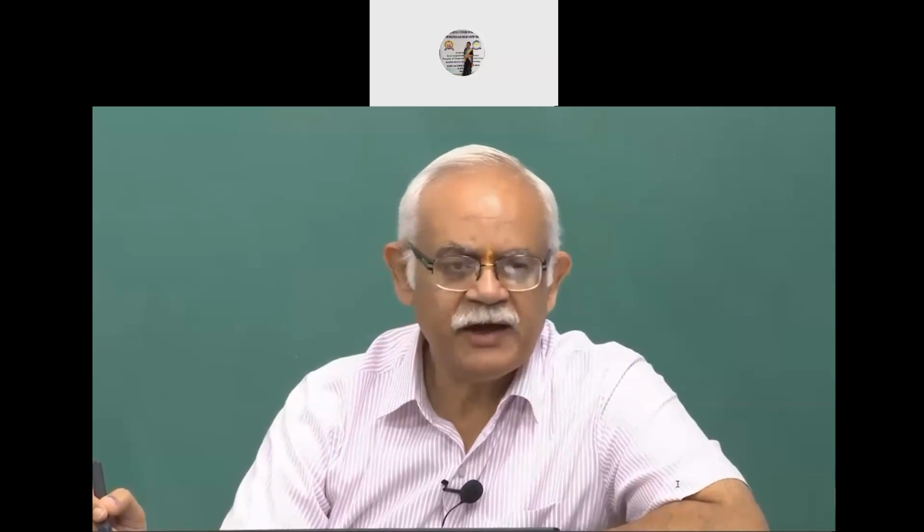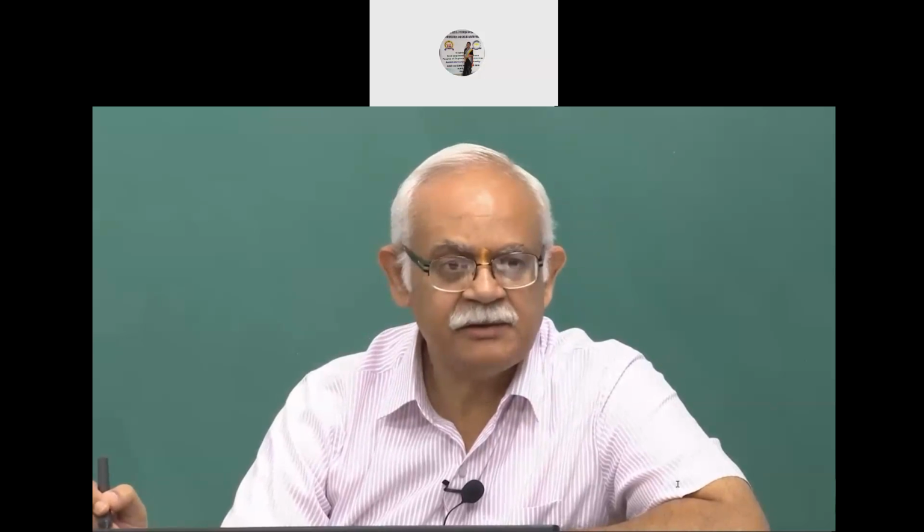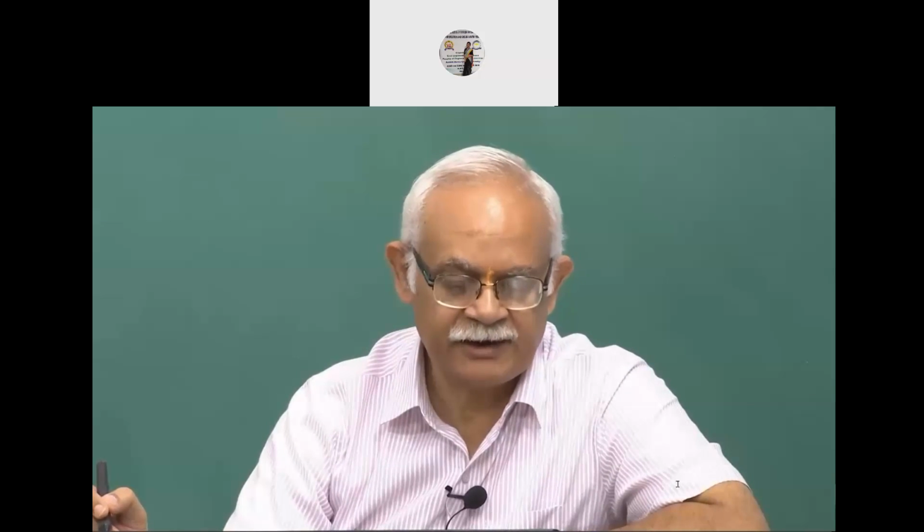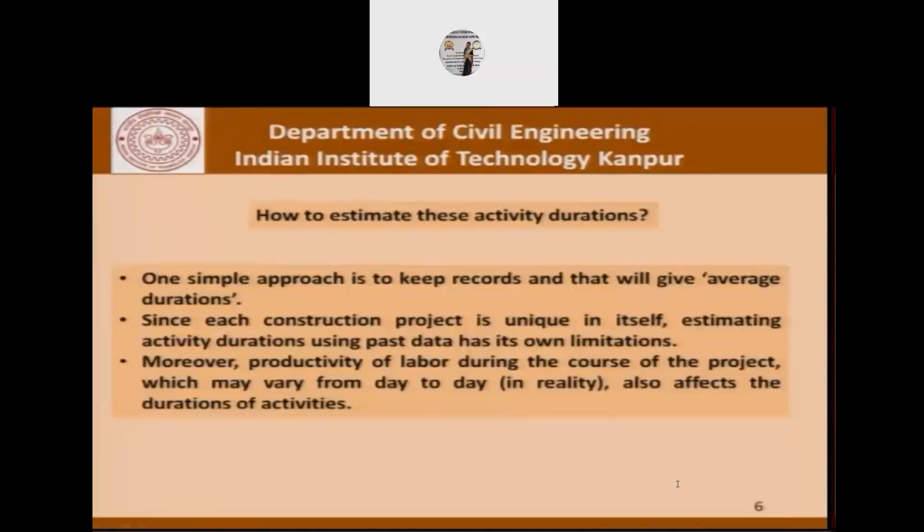So, how do we actually go about estimating the times for the different activities? One simple approach is to keep records that will give us the average durations. So, a construction company keeps a record for erection of trusses and so on, and finds out that, okay, in different projects, what is the kind of time that it takes? And from there, we try to find out the productivities and then try to map that into a new project and try to estimate the time involved for that project.